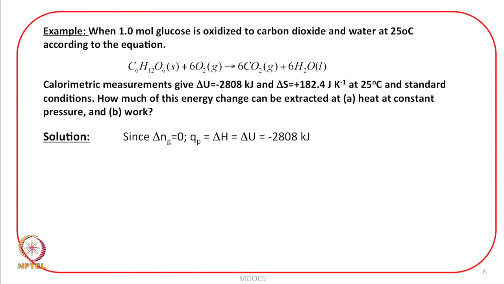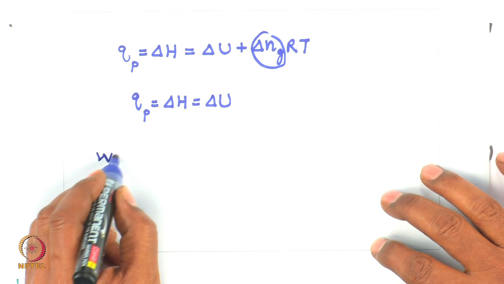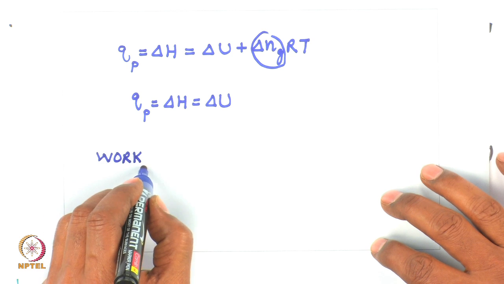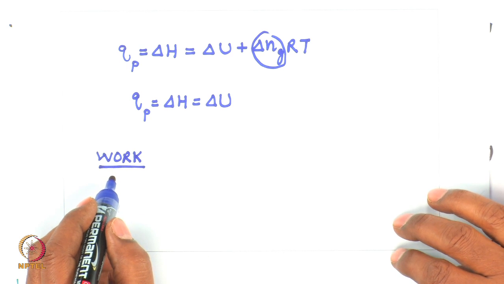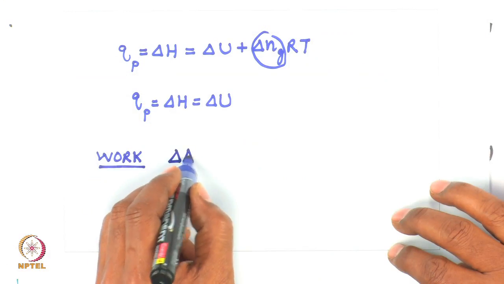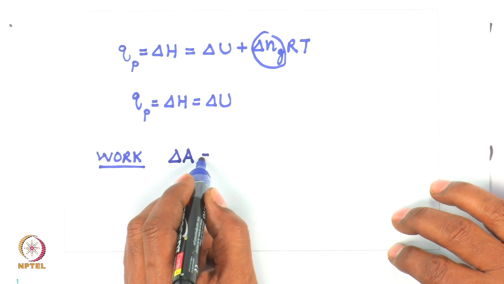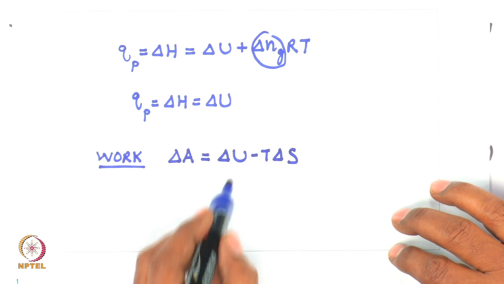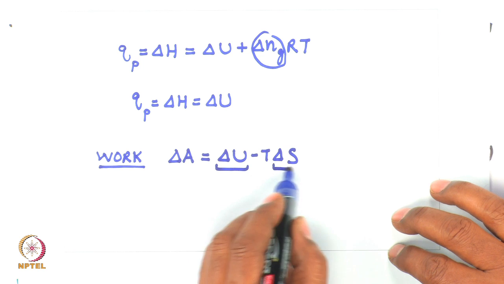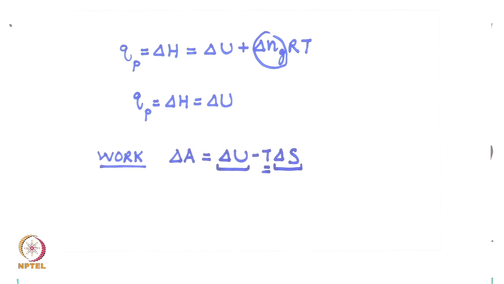Next is work, and the question does not specify whether you calculate pressure volume work or non-pressure volume work. It is asking us to calculate work. When we have to calculate work inclusive of both pressure volume and non-pressure volume, we have to act on A, we have to calculate delta A, and delta A is equal to delta U minus T delta S at a constant temperature. Since we know the value of delta U, delta S and temperature, we can calculate the value of delta A immediately.